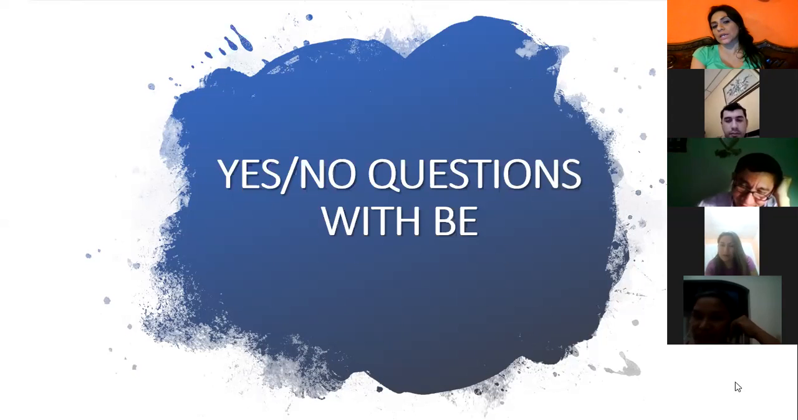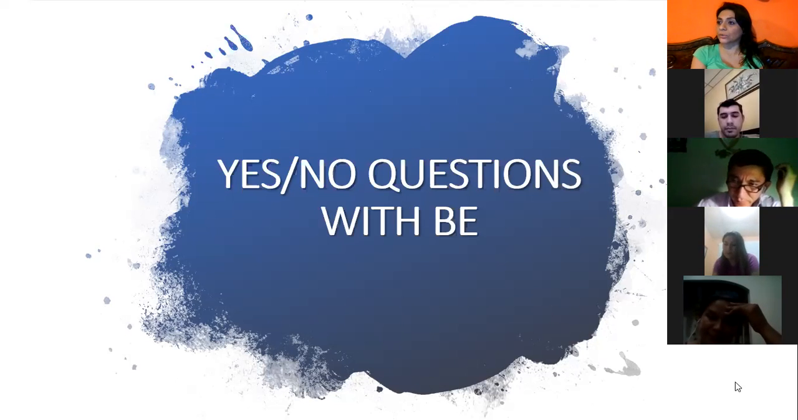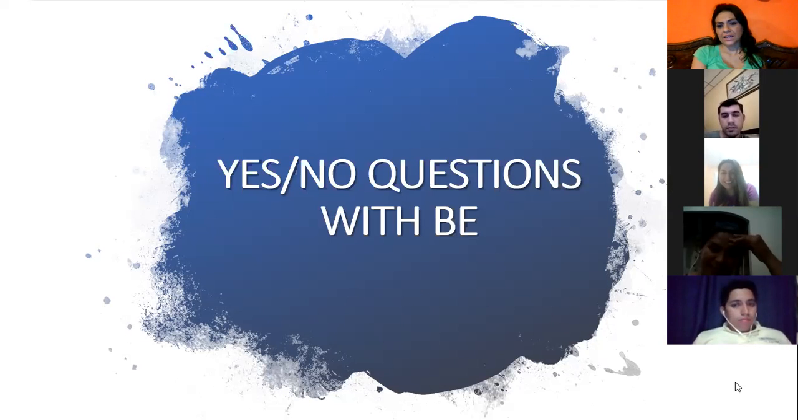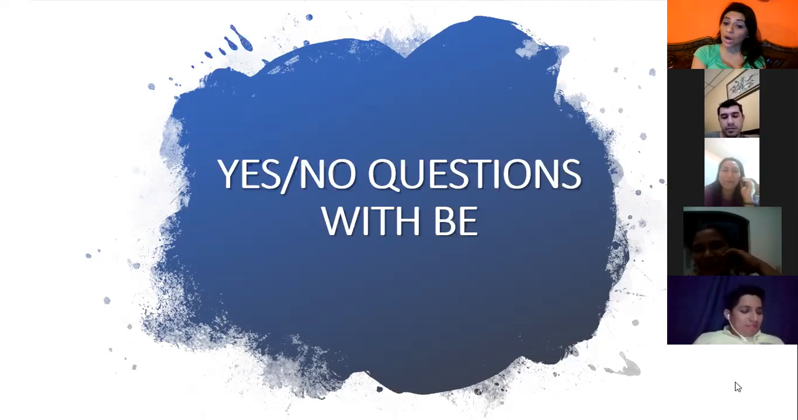So now we're going to be using the verb be with yes, no questions. When I tell you yes, no questions, it's for example, if I tell you, Felipe, are you happy? And what do you answer? Felipe, are you happy? Yes. Yes, I am, okay. Let's see. Karen, are you angry? Are you angry? Yes. ¿Está molesta? ¿Está enojada? No. Okay, so you say, no, I am not.